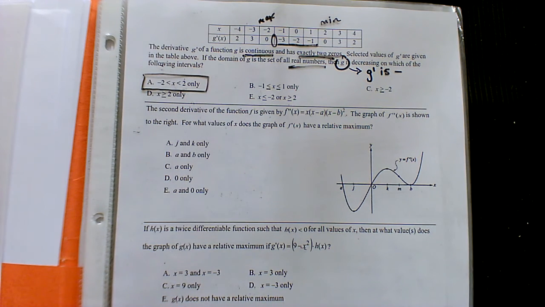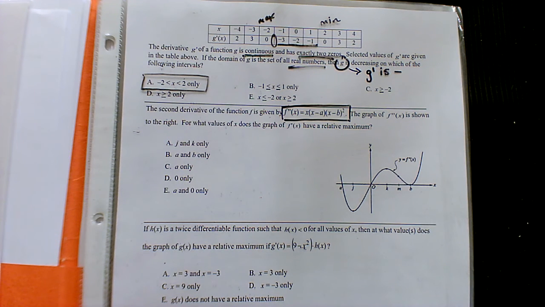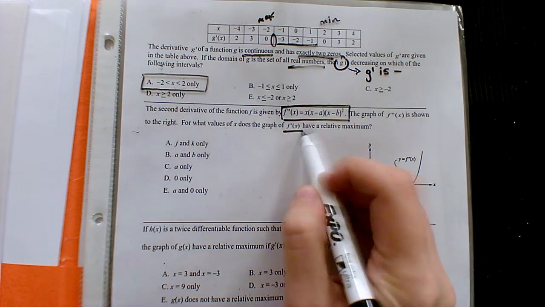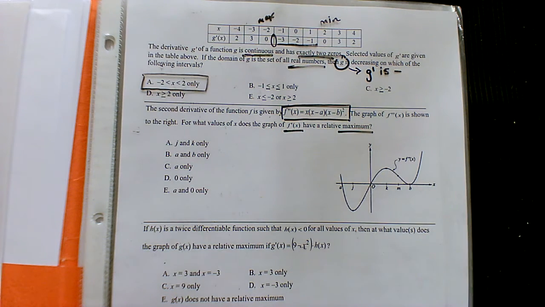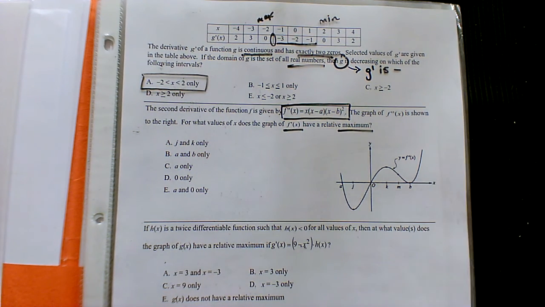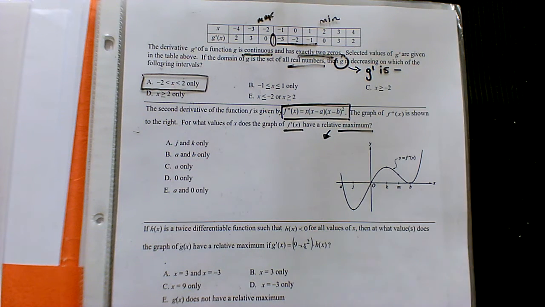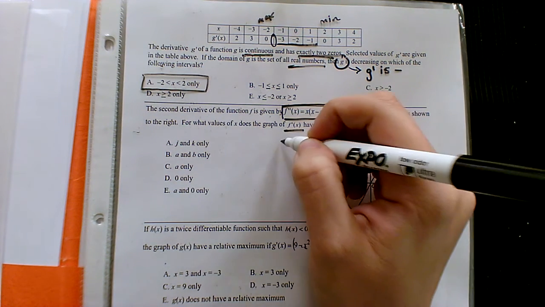Looks good. All right, the second derivative of a function is given by this equation. The graph of the second derivative is shown. For what values of x does the first derivative have a max? So they give us second derivative information. They're asking us about first derivative max. Can we list what we should be looking for? Zeros, okay.